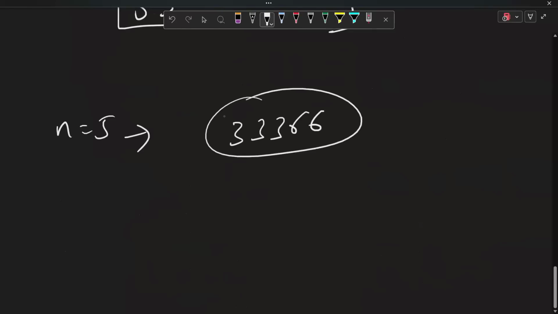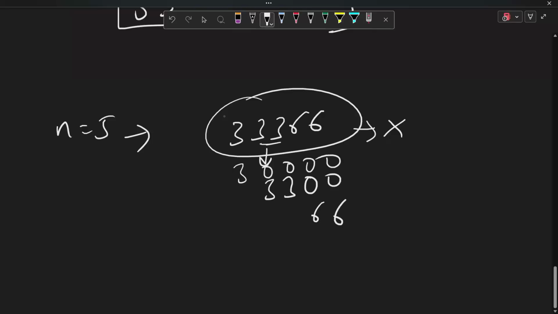But is this number divisible by 66? If you check, it is not divisible by 66, because you can break it down: 33 can be broken down as 3300, and 66 as 66. But this 3 into 10 to the power 4 is not divisible by 66. 3 into 10 to the power anything is never divisible by 66.